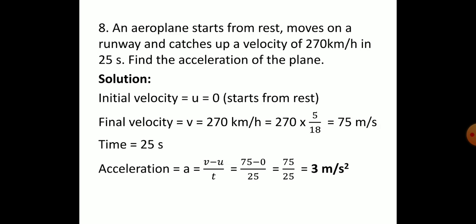So what is the time taken? It is 25 seconds. You have to find the acceleration. So that is a is equal to v minus u by t. It is 75 minus 0 divided by 25, which is equal to 3 meter per second squared. So acceleration is equal to 3 meter per second squared.